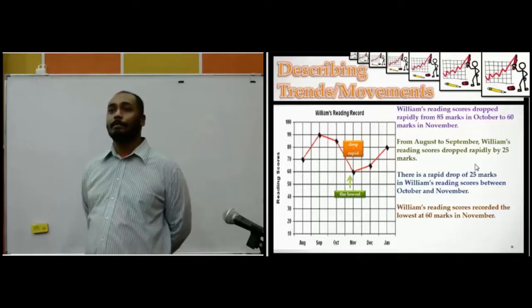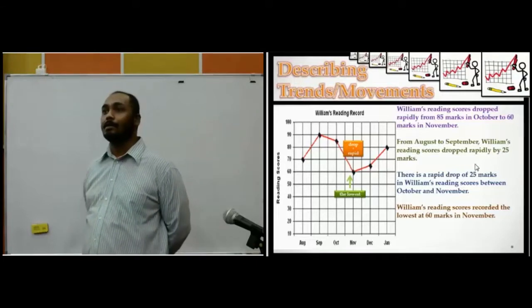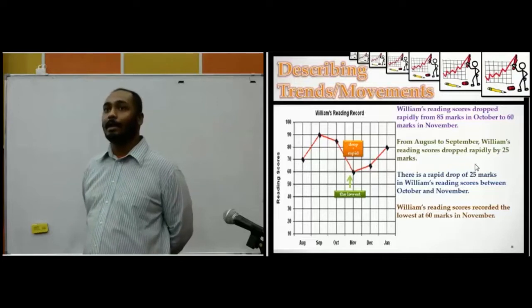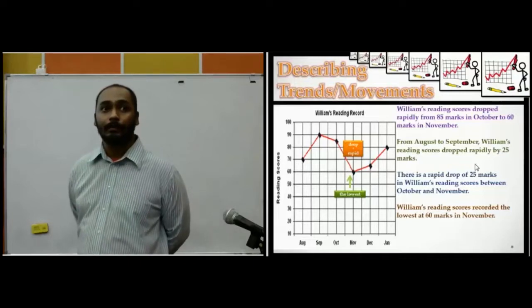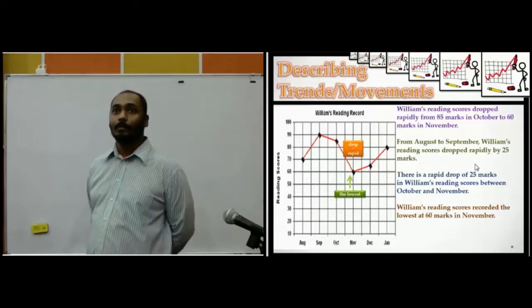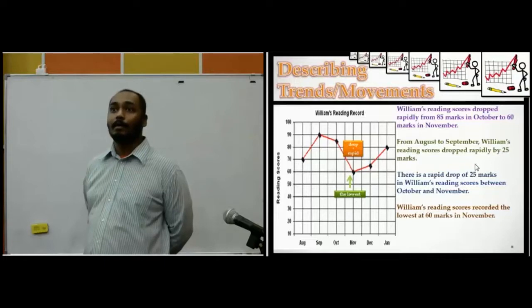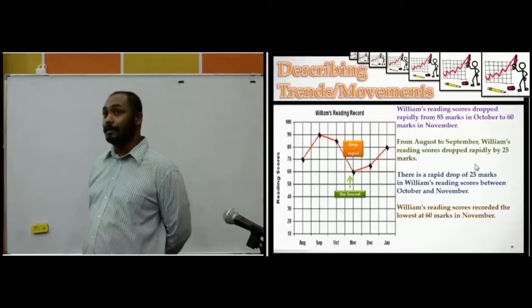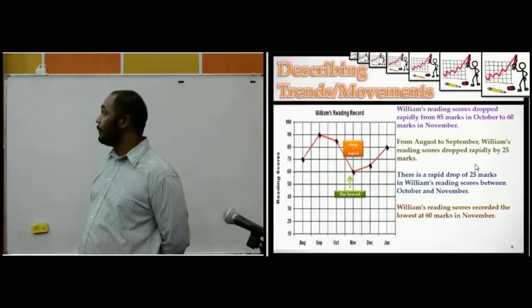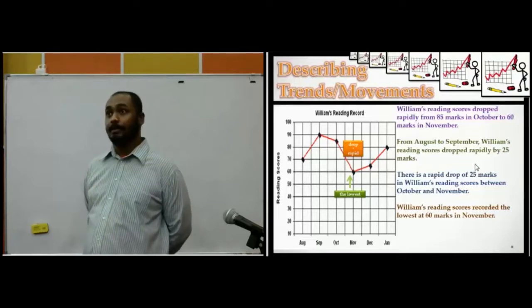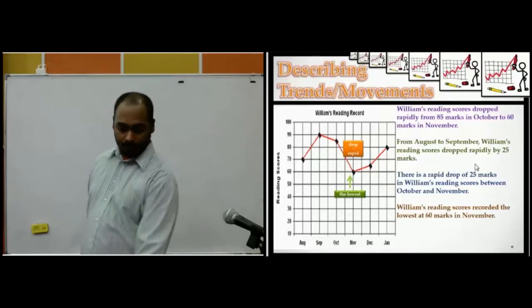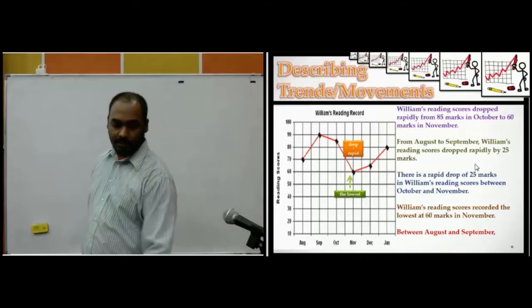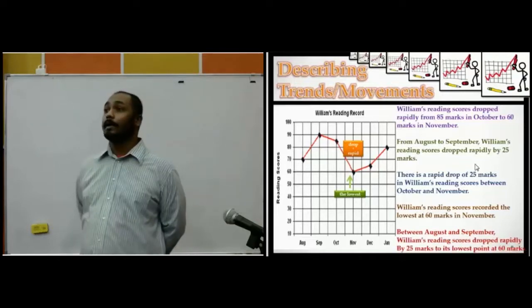So as I told you, when you report or describe the highest and lowest, you can use the word recorded: recorded the lowest, recorded the highest. What is another word you can use? You can use the be word, was or were. But here we are talking about reading scores, so you can also say Williams' reading scores were the lowest. Okay. The last one is a combination.